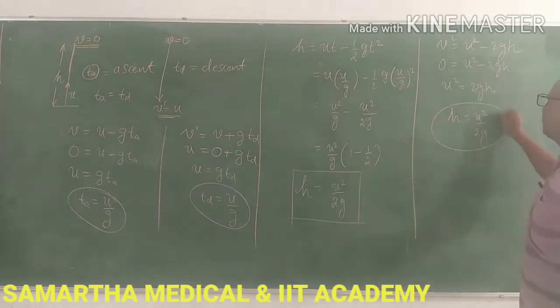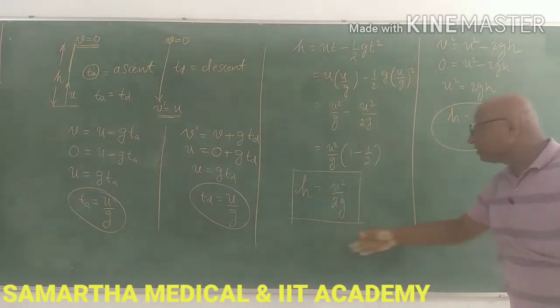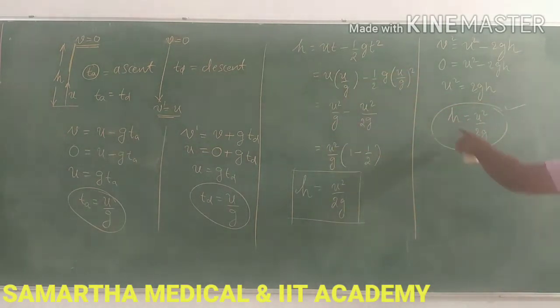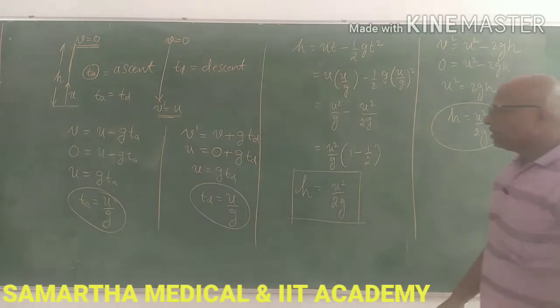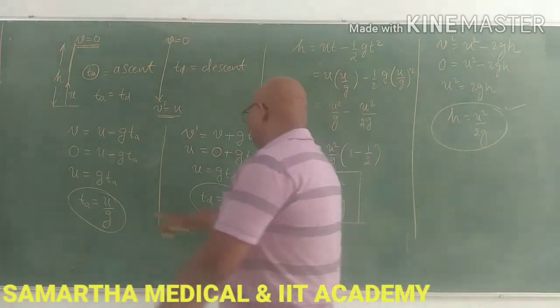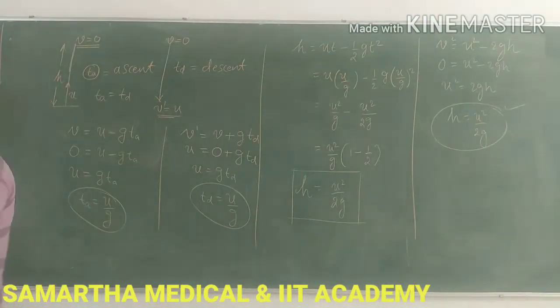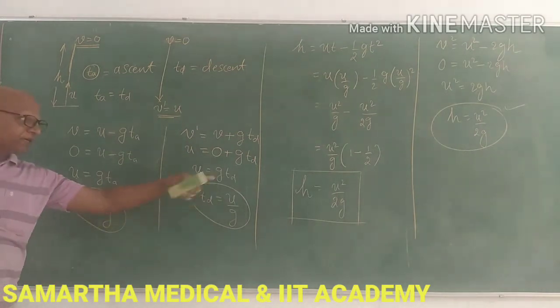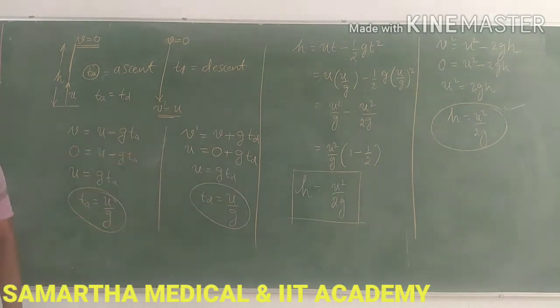You have got the same thing very simply. You did not go through all these equations. You simply h is equal to u squared by 2g. So we have obtained 3 equations. One is to calculate time of ascent. One is to calculate time of descent. Another one is to calculate the maximum height obtained.